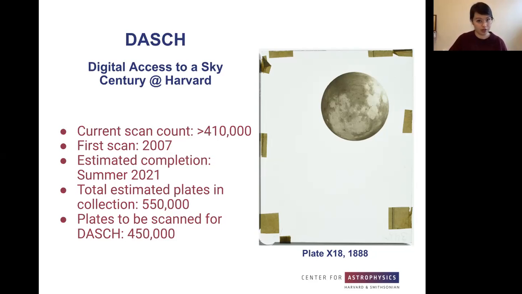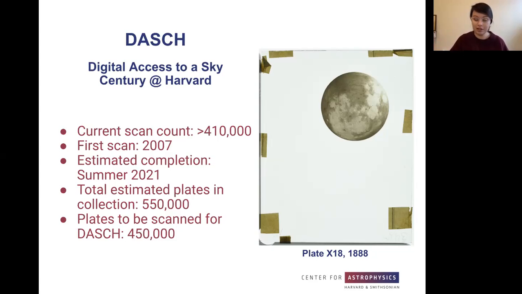I will just note that even though we have 550,000 glass plates in our collection, not every single one of those will be digitized. That is because the DASCH project is mostly interested in direct image plates of stars. They don't want spectra. They want anything where one little dot equals a star, and that is because it's being used for time domain astronomy, where astronomers want to be able to look back in time 100 years to see how those tiny little dots have changed, right? What stars have fluctuated and why.